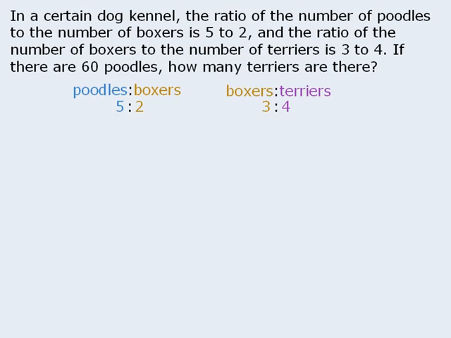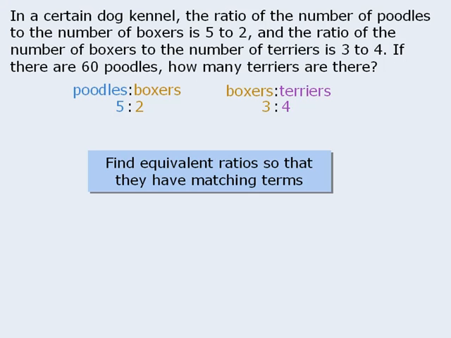Now for the first approach, we are going to find ratios that are equivalent to the given ratios so that the new ratios have matching terms. Here's what I mean. First, since both ratios have terms for the number of boxers, we will use the number of boxers as our bridge to connect the two ratios.